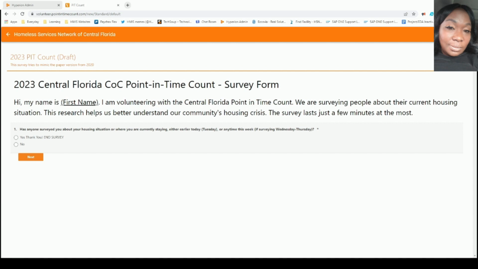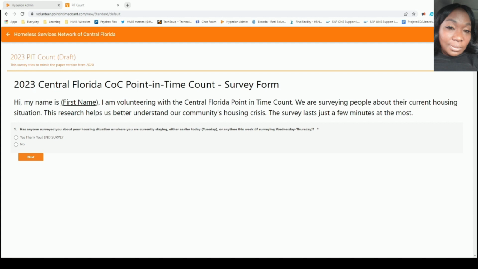Currently, I'm going to put in Seminole and start. It takes you to the first point that says, "Hi, my name is." This is a script for you to follow to help find some ease in talking to the folks that you will be surveying. So it says, "Hi, my name is Ebony. I am volunteering with the Central Florida Point in Time Count. We are surveying people about their current housing situation. This research helps us better understand our community's housing crisis. The survey lasts just for a few minutes at the most."